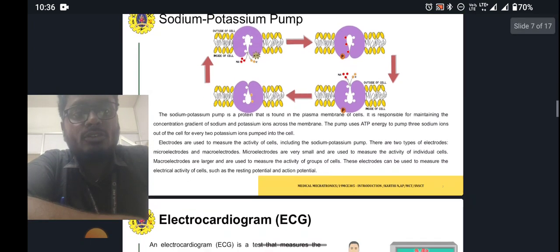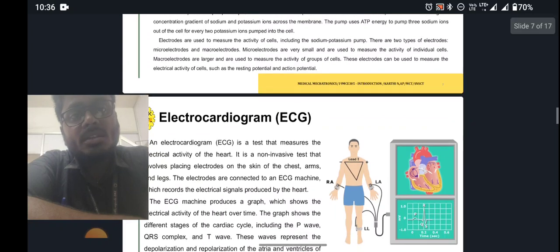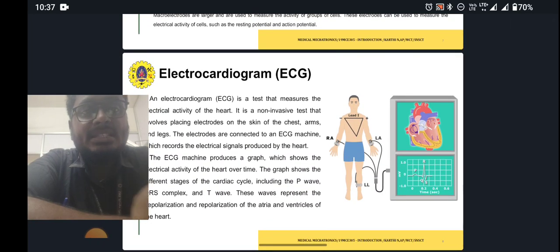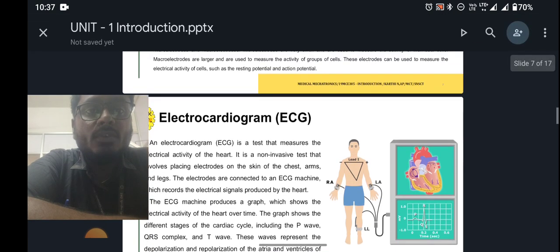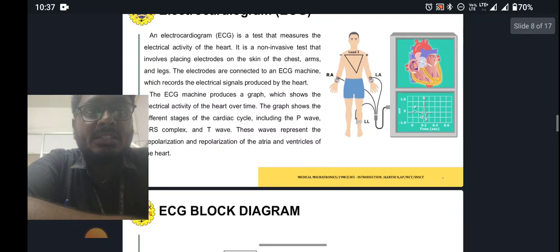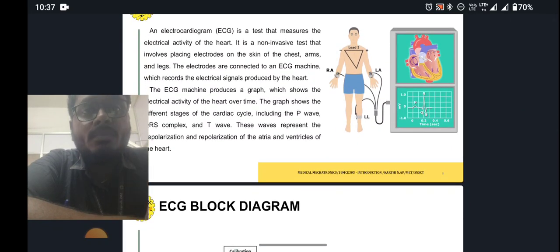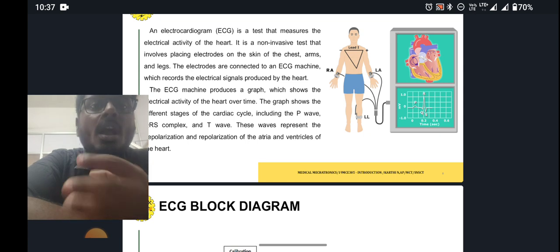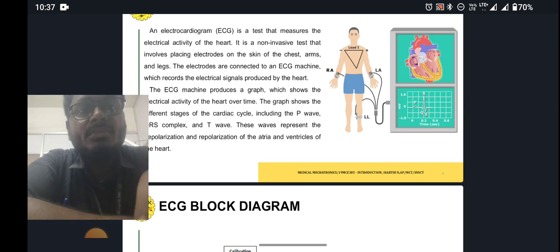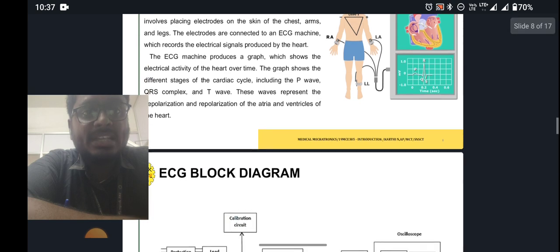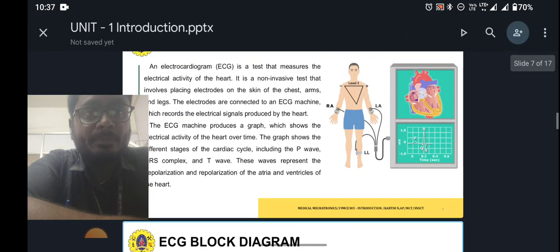And what is an electrocardiogram? An electrocardiogram is a test that measures the electrical activity of the heart. It is a non-invasive test that involves placing electrodes on the skin of the chest, arms and legs. The electrodes are connected to an ECG machine which records the electrical signal produced by the heart. The ECG machine produces a graph which shows the electrical activity of the heart over time.